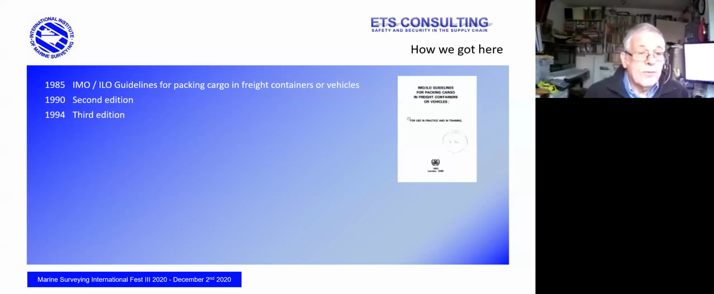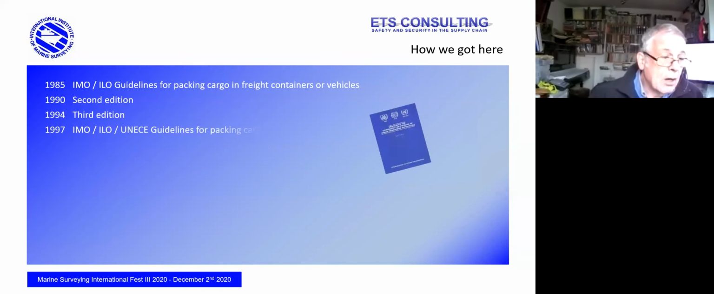We start off with where we got to. In 1985, the IMO and the ILO, that's the International Maritime Organization and the International Labour Organization, produced some guidelines for packing freight in containers or vehicles. Very interesting document, very short. And in 1990 and 1994, they revised the wording. These were very much internal documents that the IMO and the ILO had, but nobody else seemed to know.